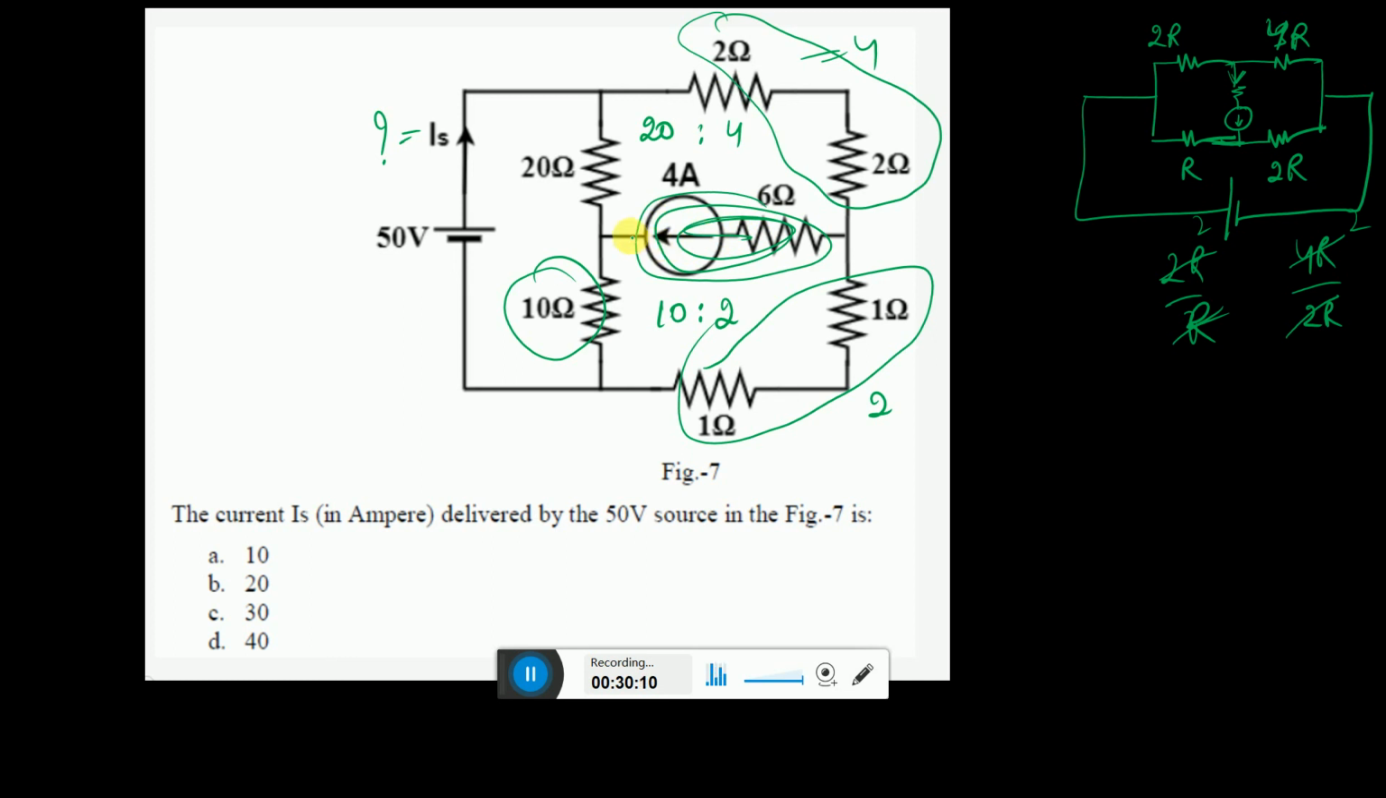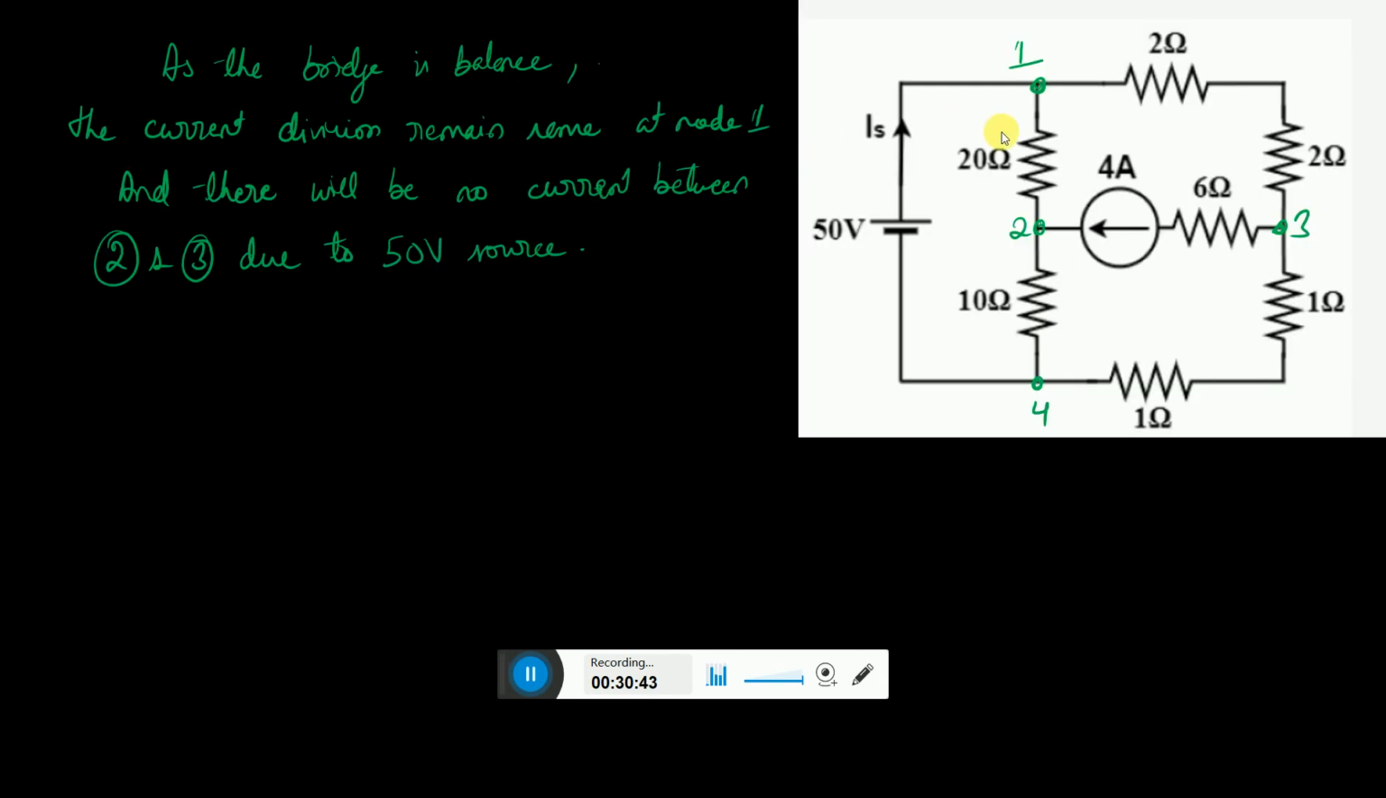So you can assume this network to be null and void, and you can simply calculate the value of IS because of these resistors. This network will look very simple: it will only have a voltage source and resistors, with this 20, 10, this 2 and 2. Let us solve it. I have redrawn it here with nodes 1, 2, 3 and 4.